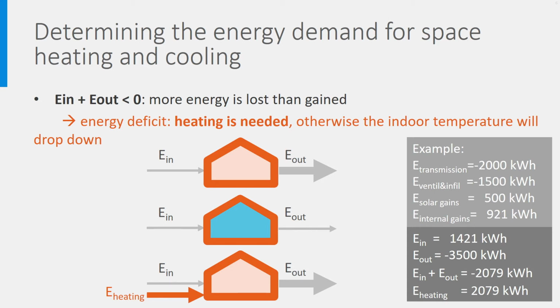If we make the sum of them, we see an unbalance of 2079 kilowatt hour that must be compensated by bringing an additional 2079 kilowatt hour heat in the building. The heating demand is said to be 2079 kilowatt hour.